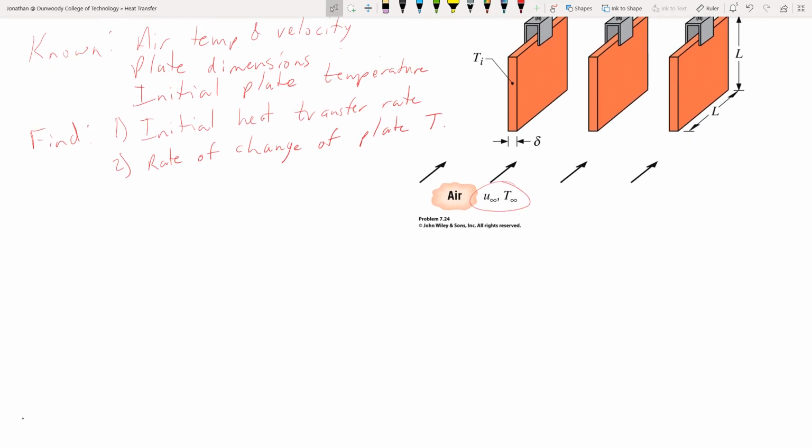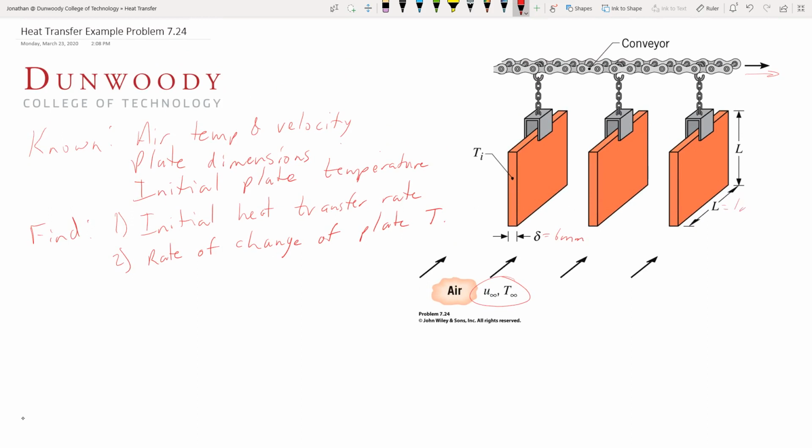So looking at the system here, we know a number of things. We also know this is 6 millimeters. We know these are 1 meter on each side. We know these values here. U infinity is 10 meters per second, and T infinity is 20 degrees C, and this initial temperature is 300 degrees C.